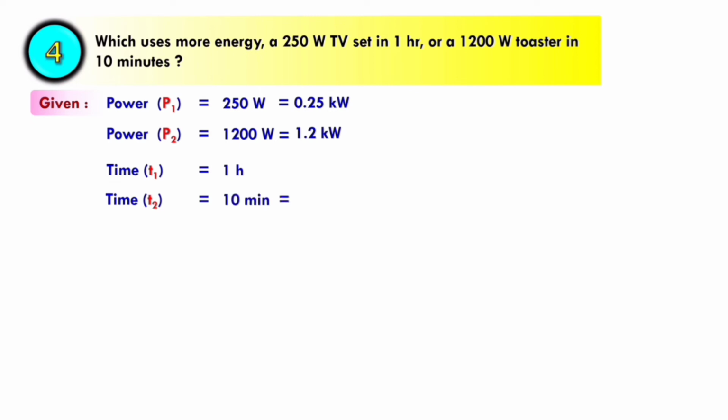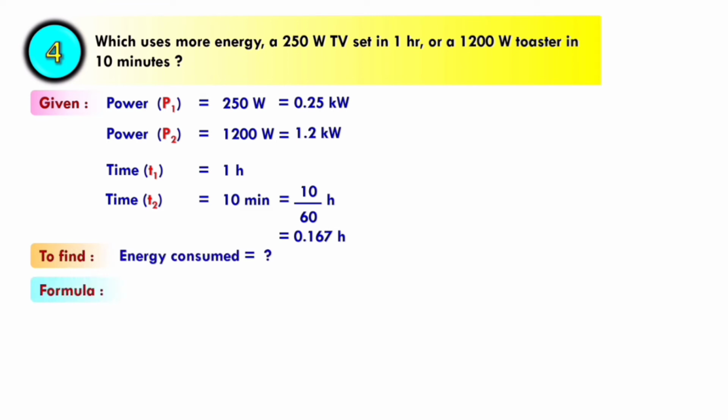Now the time T1 equal to 1 hour and the time T2 equal to 10 minutes. Okay, convert it into hour. So 10 divided by 60 hour equal to, we will get 0.167 hour. Now what we have to find out? We have to find out energy consumed. Okay, so formula we will use energy consumed equal to P into T.